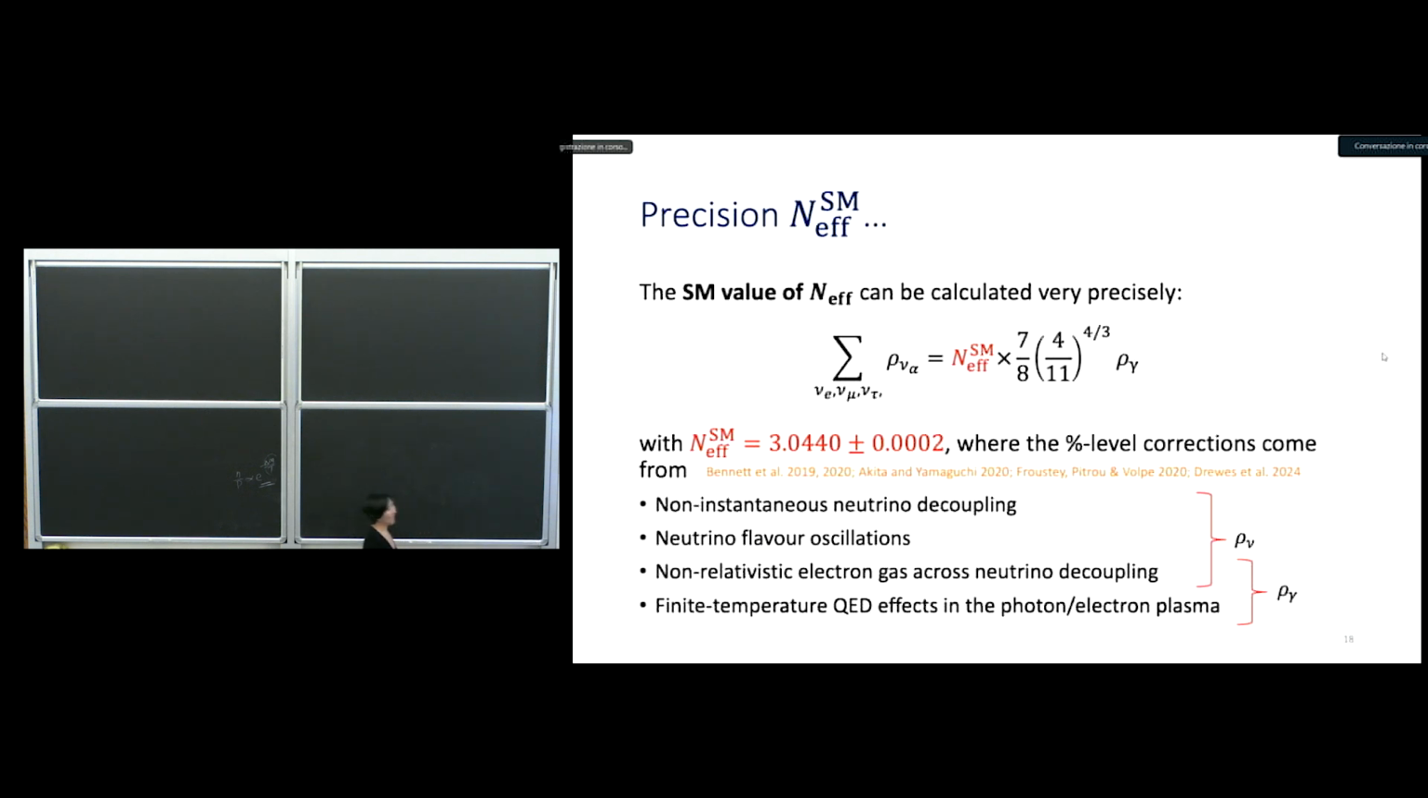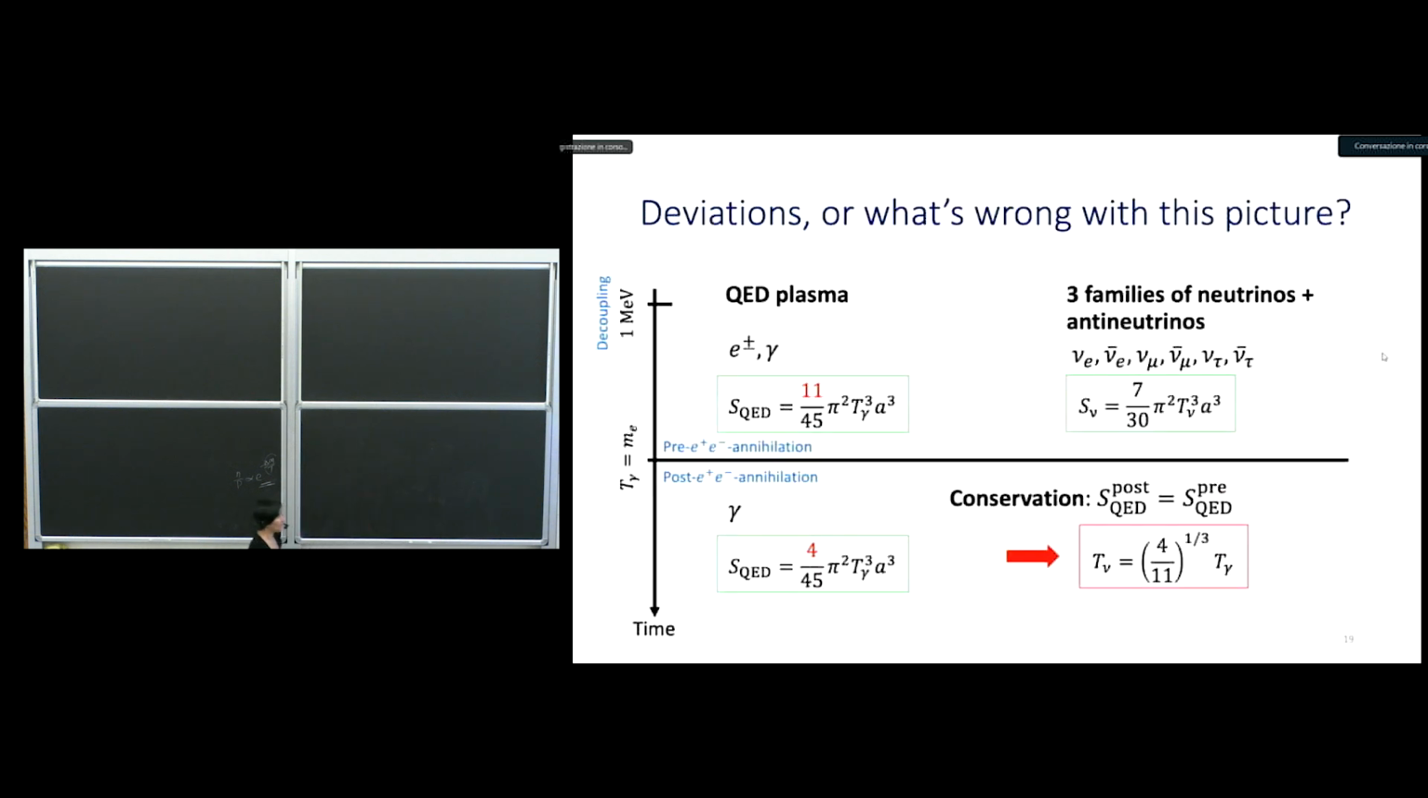Okay, so there are some percent level corrections to this number. So it's not exactly 3. There are some percent level corrections, and essentially these corrections come about because of various effects like non-instantaneous neutrino decoupling, flavor oscillations, non-relativistic electron gas across the neutrino decoupling, also finite temperature effects. It's a mouthful of words, so let me just try to explain it in this schematic.